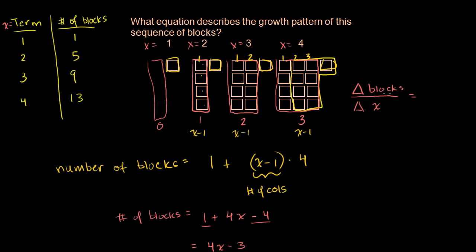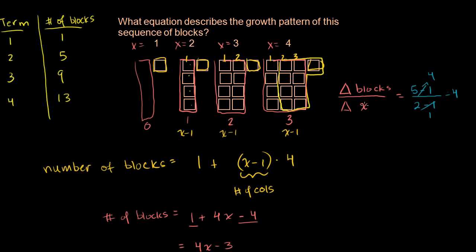So what is the change in blocks for a change in x? So when we went from x going from 1 to 2, our change in x here would be 2 minus 1. We increased by 1. What was our change in blocks? It would be 5 minus 1. And what is this equal to? This is equal to 4 over 1, which is equal to 4. Let me scroll over a little bit. So our change in blocks for change in x is 4, or our slope is equal to 4.